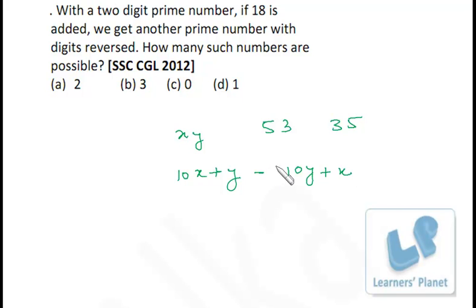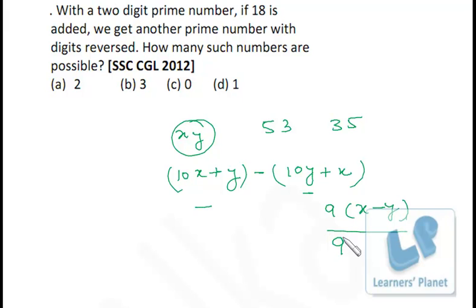So the difference between the 2-digit number xy and its reverse is actually 9 times x minus y. So if xy is any 2-digit number and this is the number obtained by reversing the digits, the difference is always a multiple of 9, right? And if you divide this difference by 9, the 9 will be cancelled, so you are left with x minus y, which is nothing but the difference between the digits. I have already explained this concept so many times.